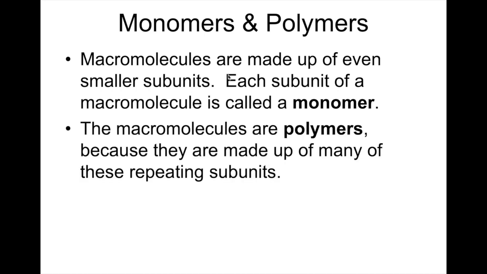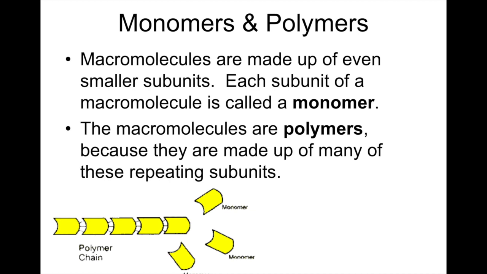When we put these monomers together, we make polymers, which are many, because it's the same sort of subunit, the same sort of monomer that's strung together one after another, after another, after another. And if you remember, the way that these are put together is through dehydration synthesis. So we're making a chain, a polymer.